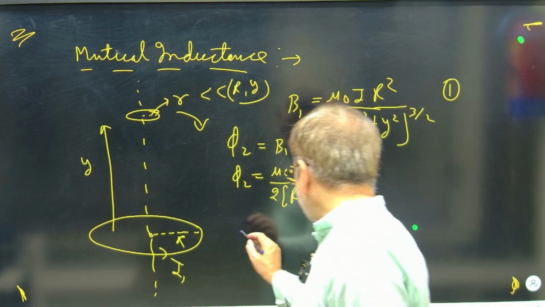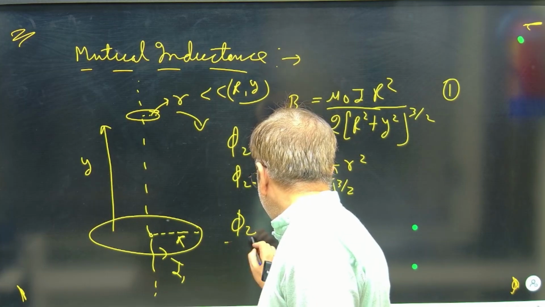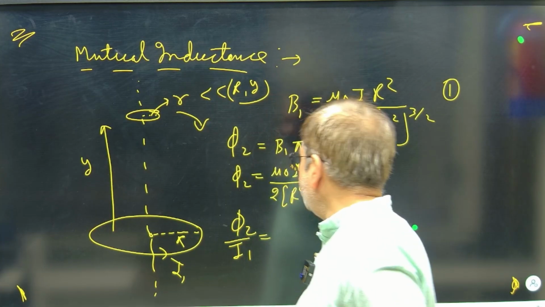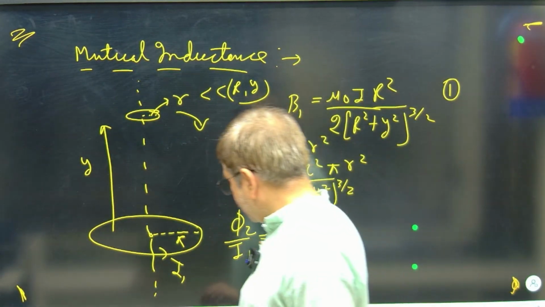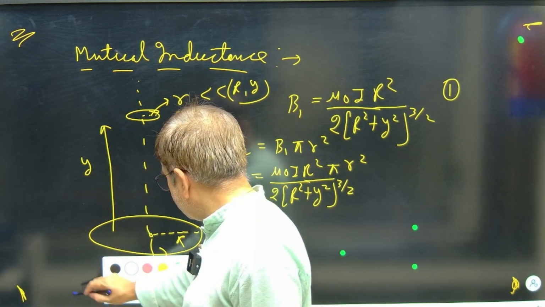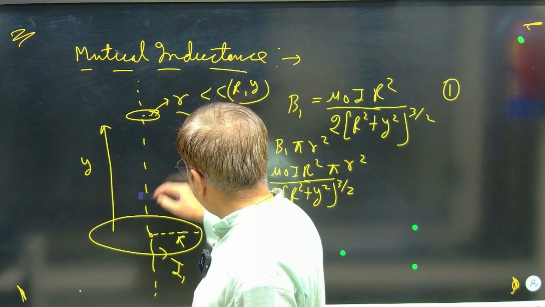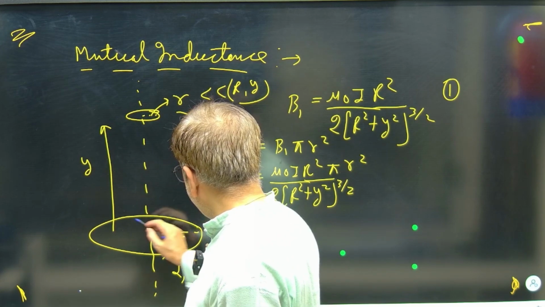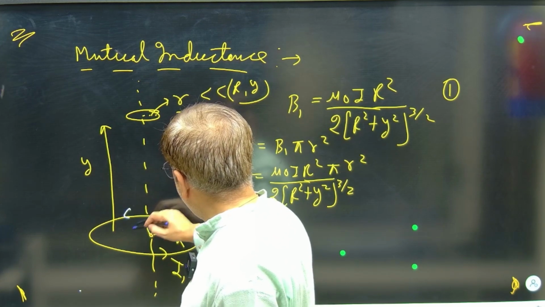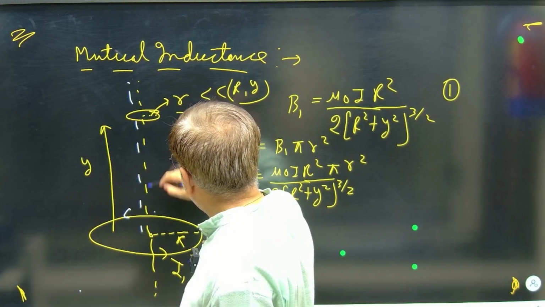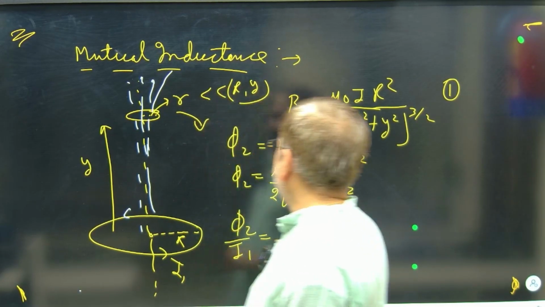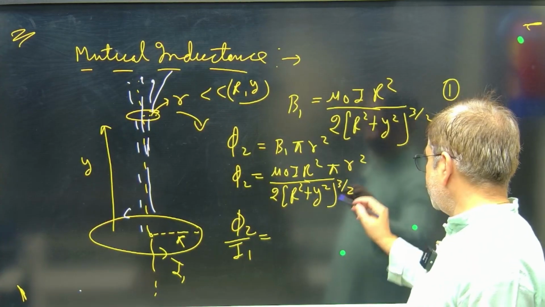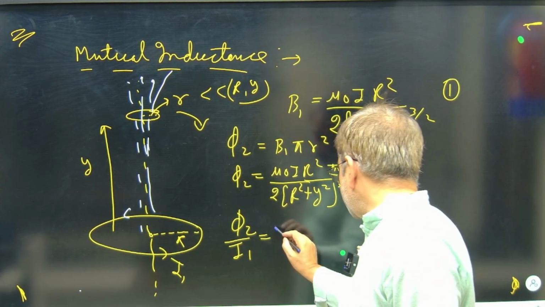Now I will say phi 2 upon I1. This will be the value of mutual inductance between the two loops, phi 2 by I1. It is the flux associated with the second loop from the field lines. The field lines due to the current flowing here will go like this. Some field lines will pass through here. Correct? So these field lines create a flux phi 2, and phi 2 by I1 will be the mutual inductance.